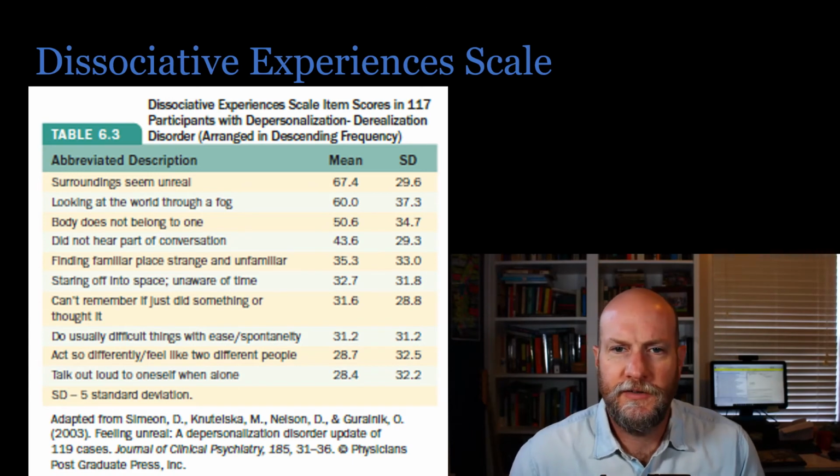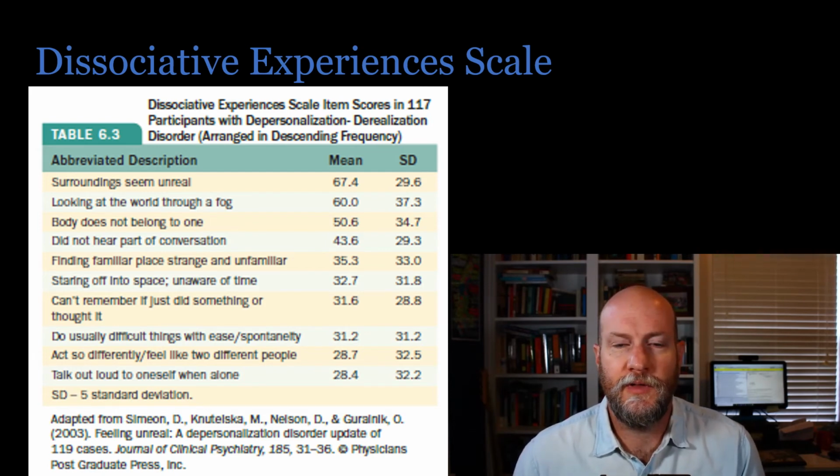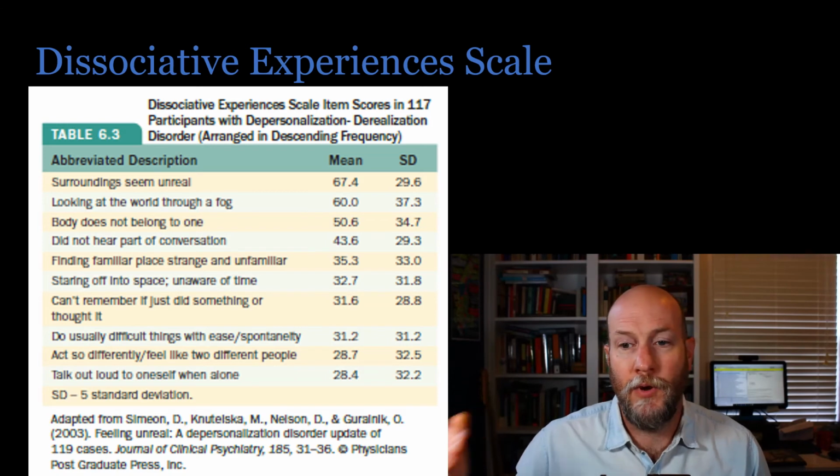So this is the dissociative experiences scale from your book. It's adapted from a study in the Journal of Clinical Psychiatry, where you talk about specific symptoms and you can actually add up a person's ratings on this scale to determine the degree of depersonalization, derealization. It can be used as a diagnostic measure to try and get a sense as to whether or not they would meet criteria. And this is going from least common to most common.